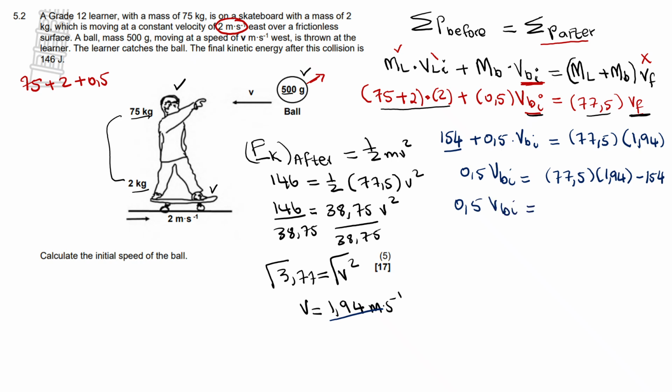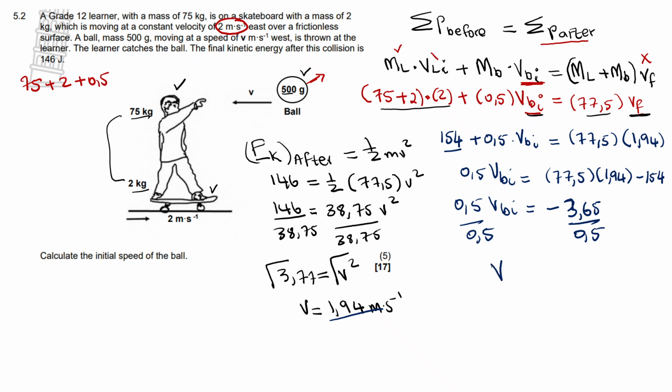So this will be negative 154. Okay, so now I'm going to have the 0.5 of the VB initial equals, let's punch that on the calculator. Please make sure that you punch this correctly on the calculator. So this is times 1.94, then minus 154. This gives us negative 3.65. Okay, so divide both sides by 0.5.